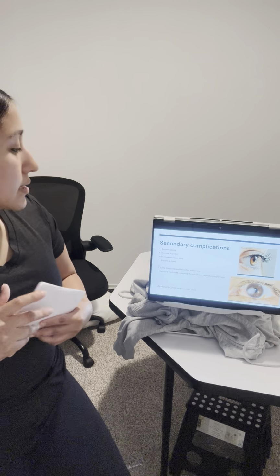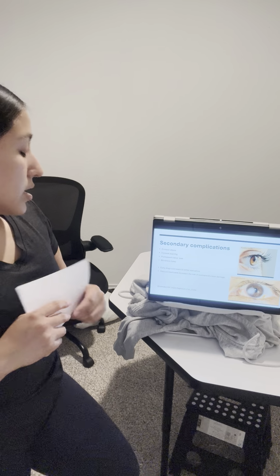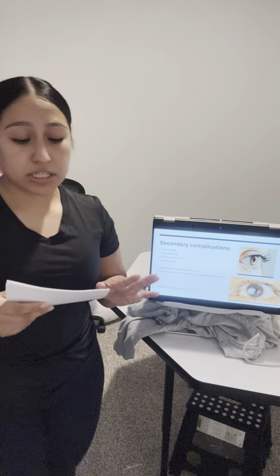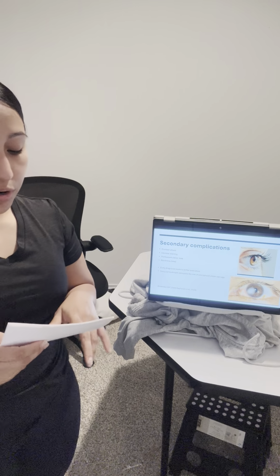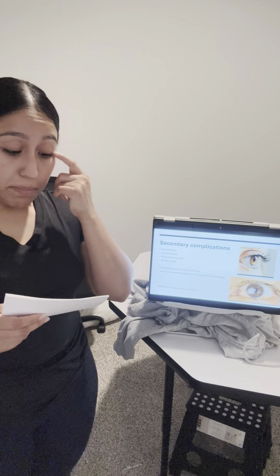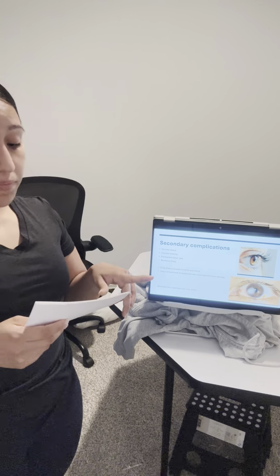The secondary complications: if the infection is not treated quickly, it can permanently damage the cornea. Scar tissue may block vision, and some patients may require a corneal transplant to restore eyesight. Even after the treatment, in some cases, patients continue to have vision problems. So early diagnosis and treatment provide the best chance for recovery.